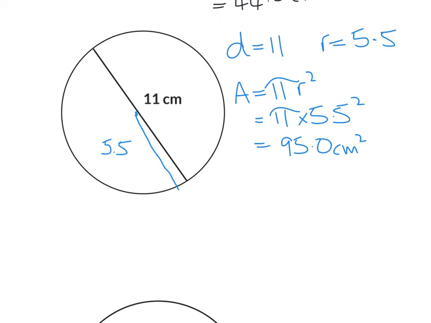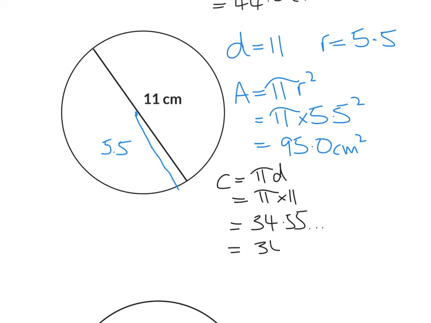Okay. Next, I'm going to go for the circumference. So the circumference equals pi times d, and the diameter we know is 11, so pi times 11. And that gives me 34.55, which is going to round to 34.6.